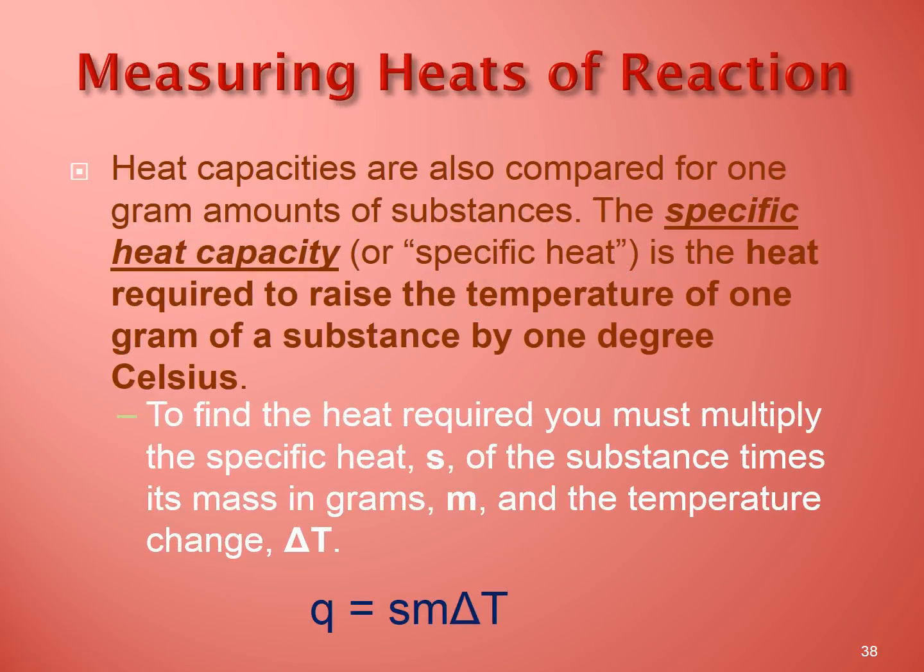Okay, so heat capacities are useful, but not as useful as something called the specific heat capacity, or specific heat, which is the heat required to raise the temperature of 1 gram of a substance by 1 degree. If you had different amounts of the substance, it makes more sense to do it this way. So you can see down at the bottom, Q equals S M delta T. S is the specific heat, M is the mass of that substance, and of course delta T is the change in temperature. So we need to multiply specific heat times the mass times the delta T.